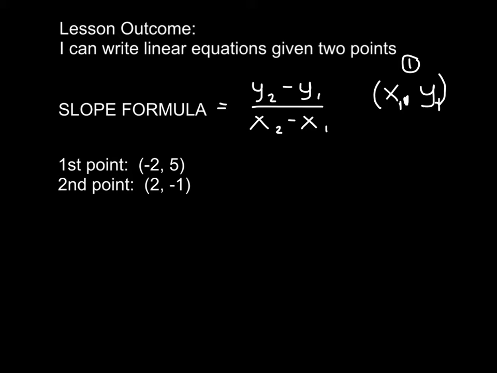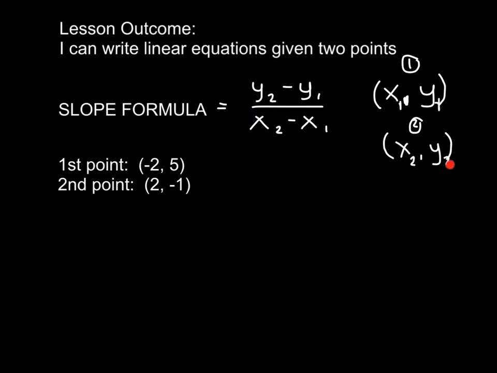Okay, then we also have a second point that we have to use. And our second point is still an x, y coordinate pair. But this time, since it's our second point, we're going to call this x sub 2 and y sub 2. So our second x value and our second y value. Okay, so keeping that in mind, what we see here is that right here, y sub 2, we need to put our second y value into this formula first.